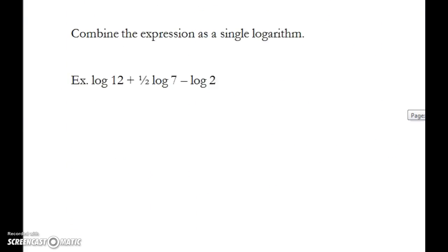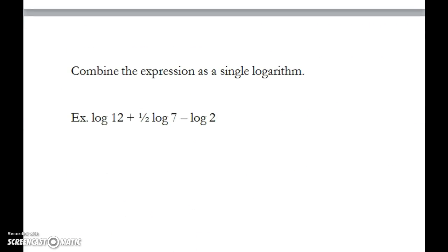All right, our last couple of examples ask us to combine the expression as a single logarithm. So this time we are condensing. So let's take a look at these. Well, actually, let's go back for a moment. What you want to do is look for coefficients first. So here we have 1/2. The best thing to do is bring those up as powers in our first step. So this becomes log 12 plus log 7 to the 1/2 minus log 2.